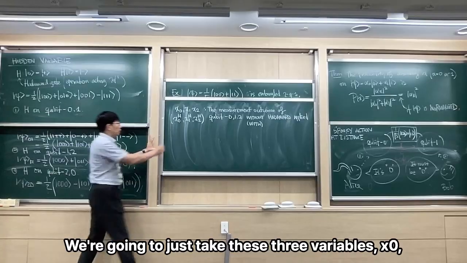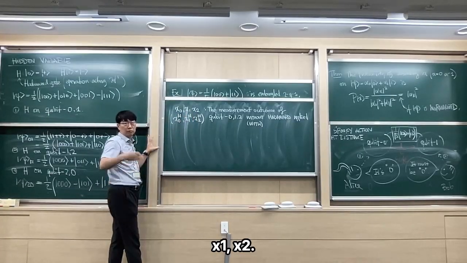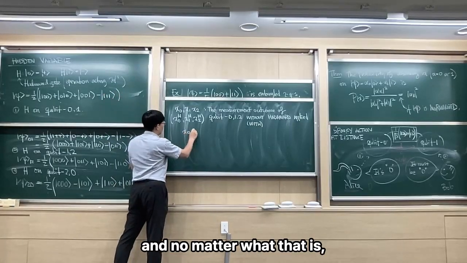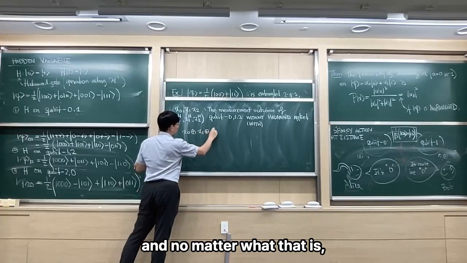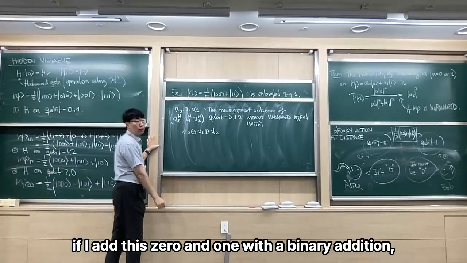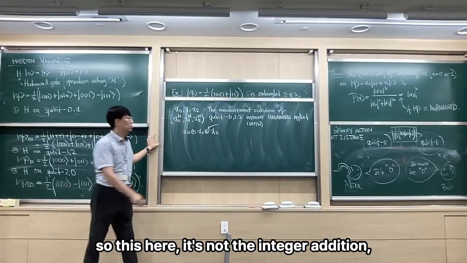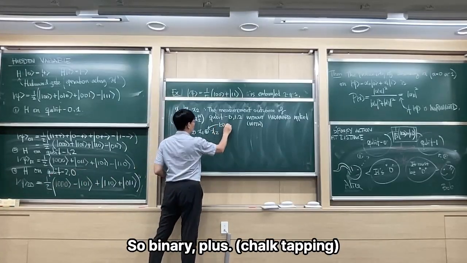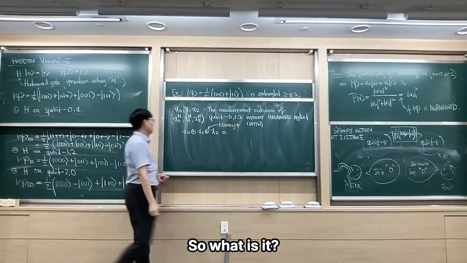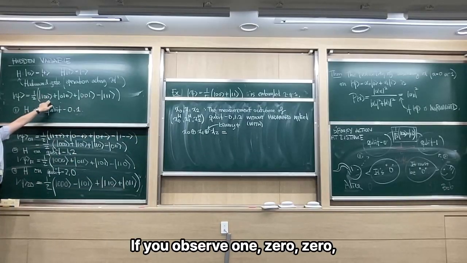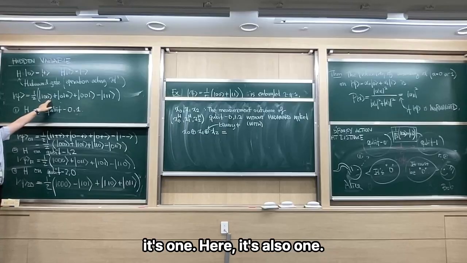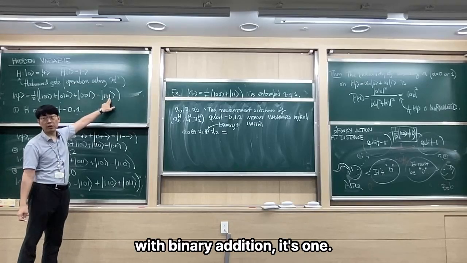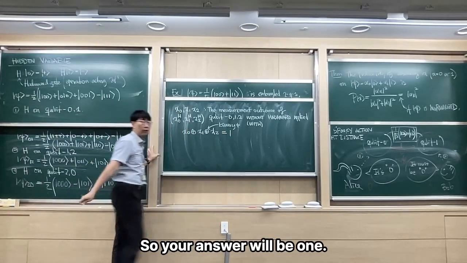So we're going to just take these 3 variables, x0, x1, x2. No Hadamard is applied in the beginning. Let's suppose that we apply the measurement here, and no matter what that is, if I add this 0 and 1 with a binary addition, it's not integer addition, it's binary addition. So 0 plus 0 is 0, 1 plus 1 is 0. If you observe 1, 0, 0 and add all three binary numbers, it's 1. Here it's also 1. Even when you have 1, 1, 1, you add with binary addition, it's 1. So your answer will be 1.